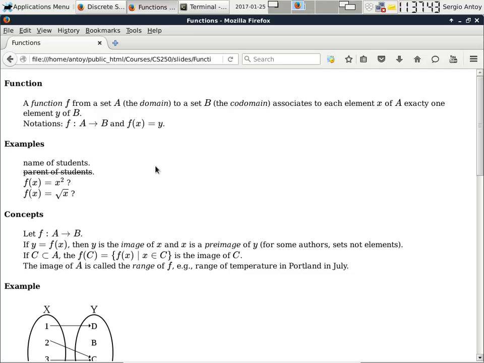So, if I pick 13, what is the element that goes to 13? No, we can't find it, because 13 is not the double of any integer, right? And so, what do we conclude? We pick 13. Here we say no. And so we say not surjective. All right?